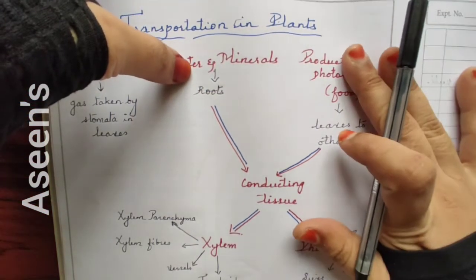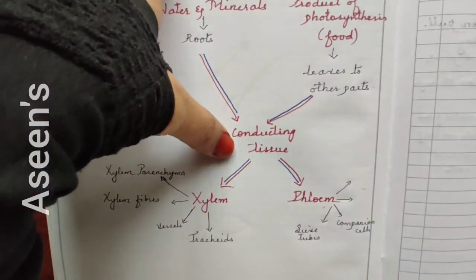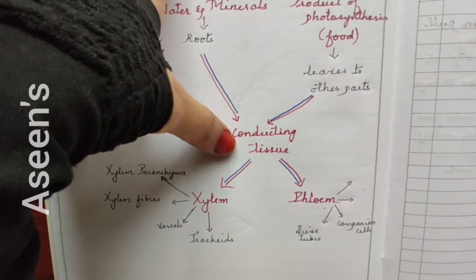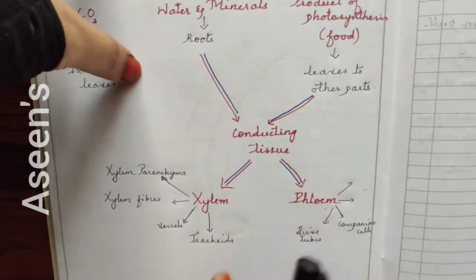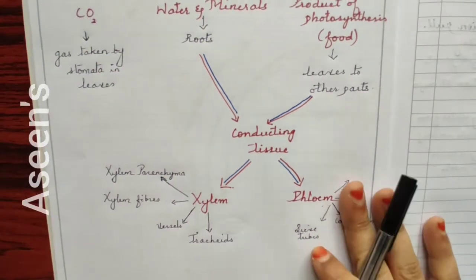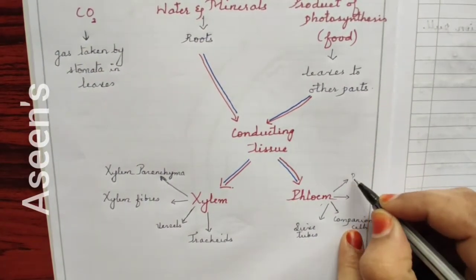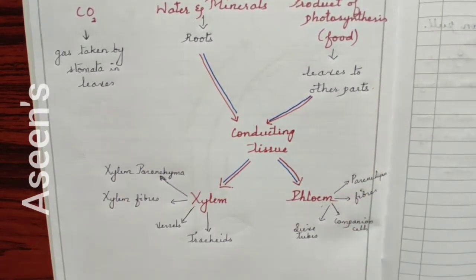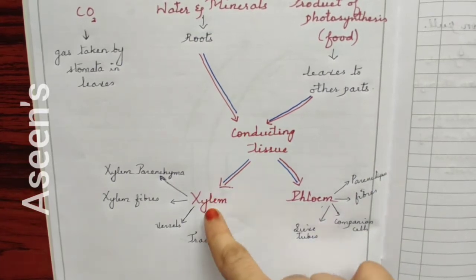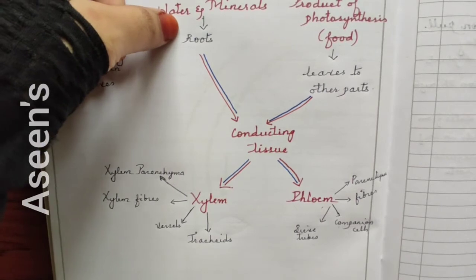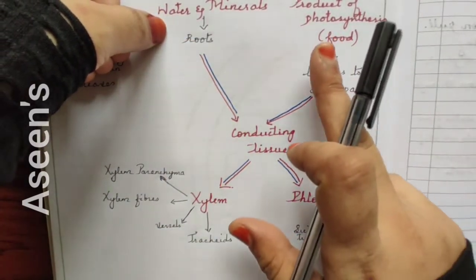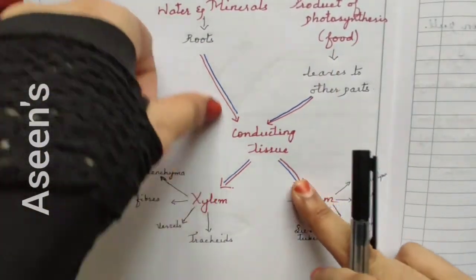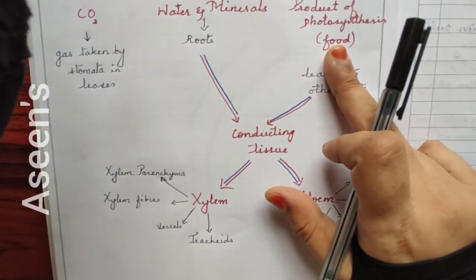For transporting these two substances, we have a special kind of tissue. We call them conducting tissues or vascular tissues. These conducting tissues are of two types, xylem and phloem. Xylem helps in conducting water and minerals, and phloem helps in conducting food particles. So xylem for water and phloem for food.